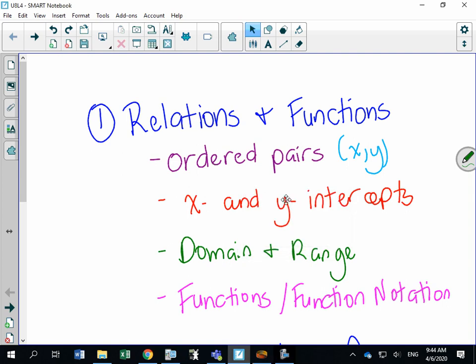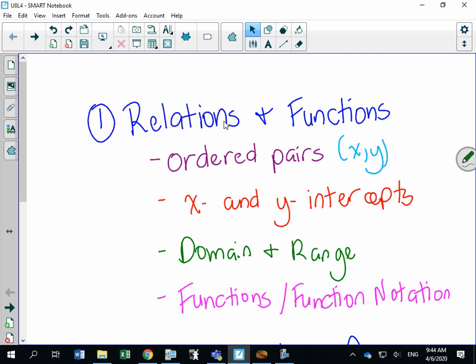Before we start the next lesson, I just wanted to do a quick recap of what we've done in this unit so far and then where we'll be going, what we have remaining. So we're on a unit called Relations and Functions, and in your workbook, it's broken down into two chapters.